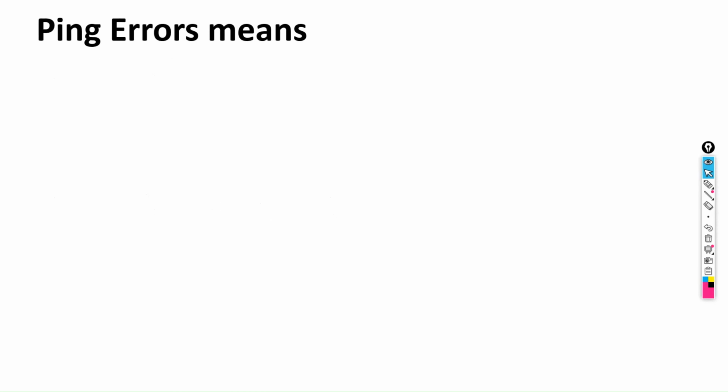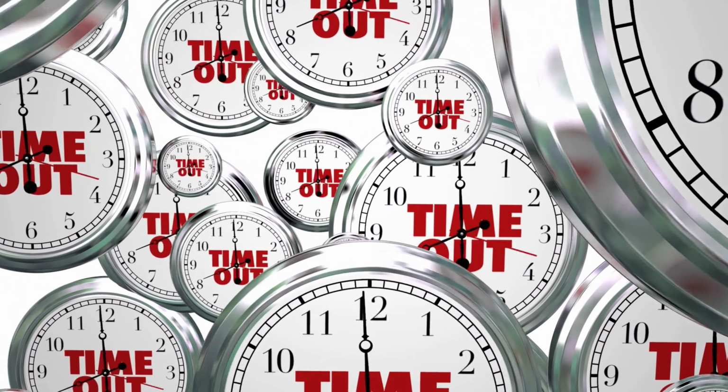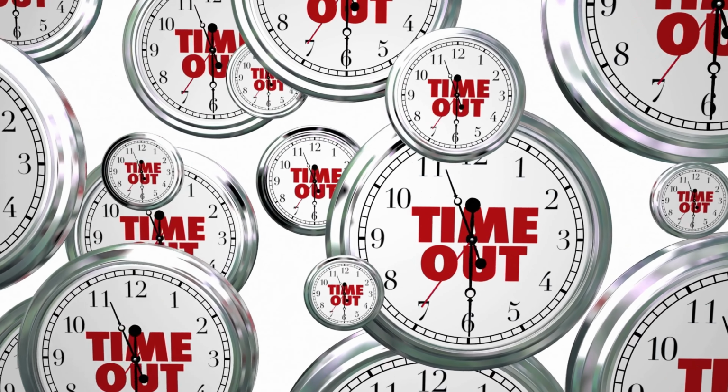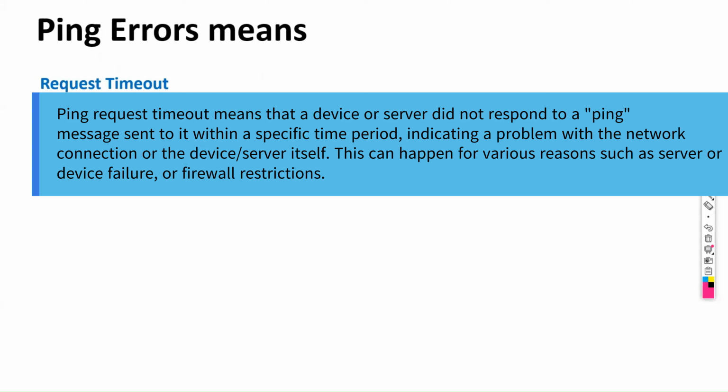Now let's look at what the errors mean, right? So we were talking about the ICMP unreachable, and the request timeout. So what is the request timeout? The request timeout means that when you send a ping message from a source to a server or device which is far away or near to you, the ping message waits for a certain time period before it announces that the destination is not reachable, right? So request timeout basically indicates that there is no response coming from the server, right?